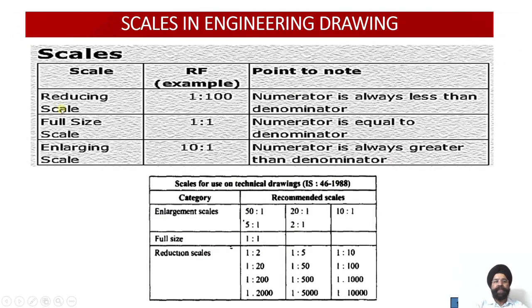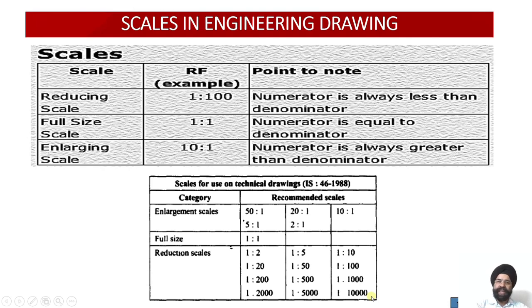So here you can see three scales we are using in our engineering drawing. Reducing scales are used for those objects which are bigger in size, which cannot be accommodated onto our drawing sheet at the same size. So what we do is reduce them by 50%, 25%, maybe 10%, or even lesser. These ratios, you can see for the reduction scale, are 1 by 2, 1 by 5, 1 by 10, 1 by 100, 1 by 1000, 1 by 10,000.